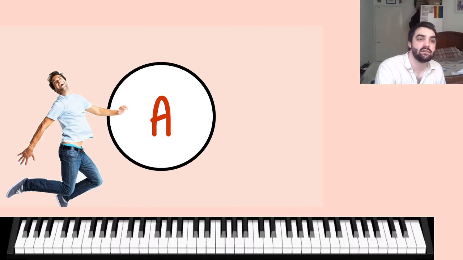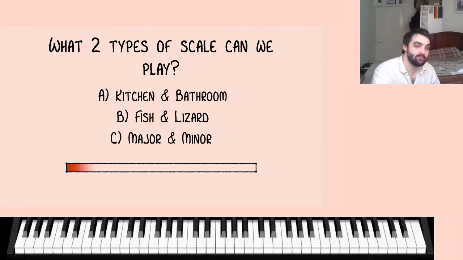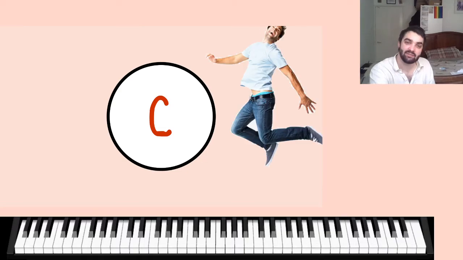Brilliant. Okay, so what are the 2 types of scale that we can play after last week? Is it A, a kitchen and bathroom scale, B, a fish and lizard scale, or C, a major and minor scale? Time starts now, 10 seconds. Rattle your brains for the answers. Let's see what we get. Okay, so time is up. The answer was C, major and minor. Who saw that coming? Yay. If you got that, you get a point.